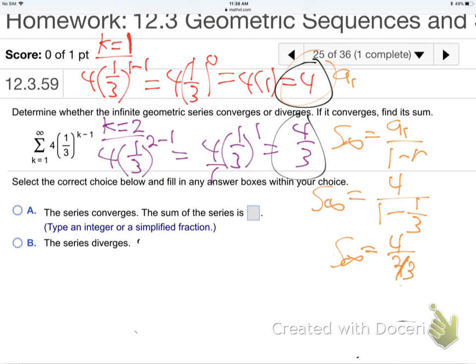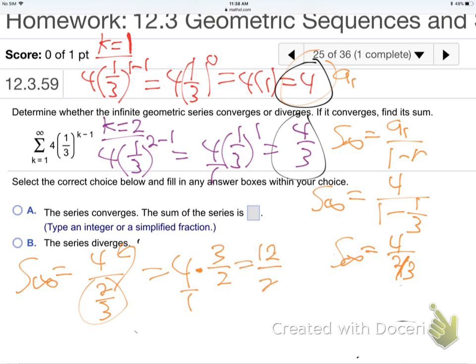So S sub infinity is 4 over 2/3. Grab it, flip it up. So it's 4 times 3 halves, put 4 over 1. We good? Which is 12 halves, better known as 6. The infinite sum of those numbers, after forever, they will add up to be exactly 6. In finite time, they'll be close to 6. But after forever, they will be exactly 6. That's what that's saying. Questions on that one?